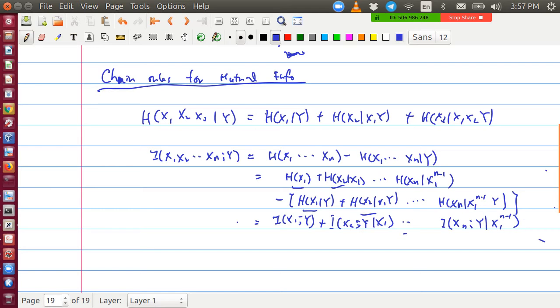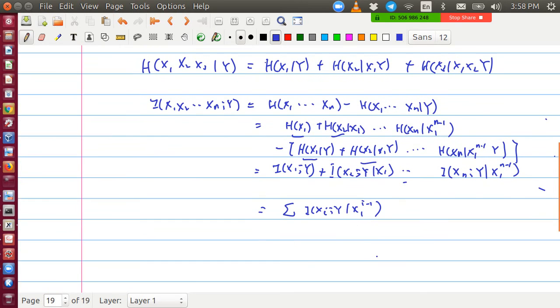So we have a chain rule like this. I can write it as a summation: sum over i of I(Xi; Y given X1 to Xi-1), something like that. And of course I can also put in a condition and look at the conditional mutual information.